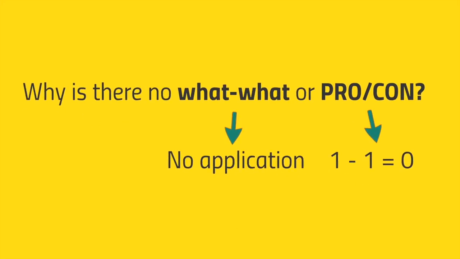So what I want you to think about is there are two things that are missing. Number one, there's no what, or pro-con. Well, why is that? In a what, there's no application. So we don't want that type of speech, right? And a pro-con, you take a positive one, you subtract a one from it, and you get 0. So that's why you cannot do a pro-con speech. That's why we don't do a what speech, because neither of these offer any value to your audience.